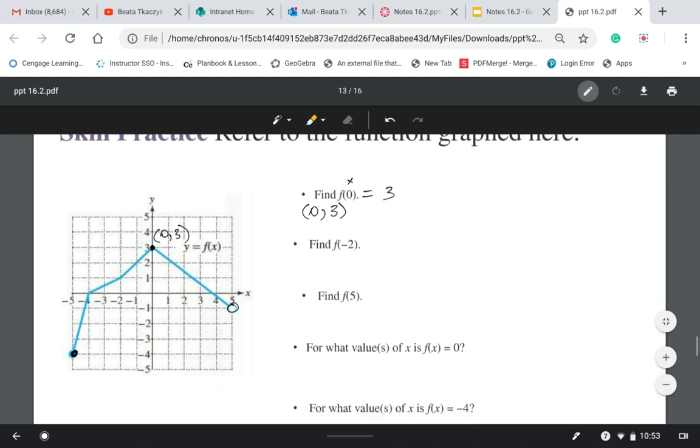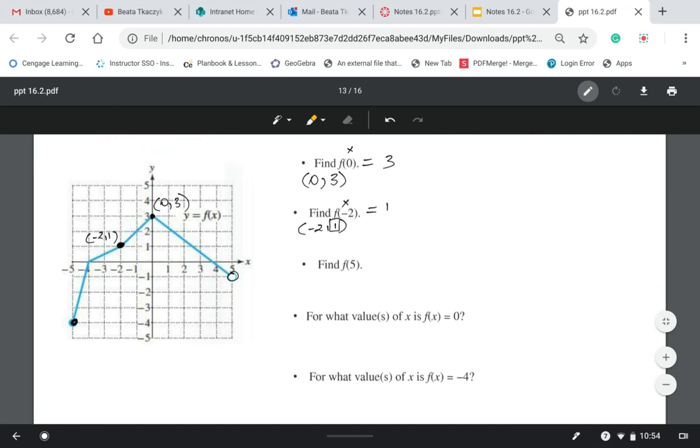Now find f of -2. That means find the y coordinate when x is equal to -2. So when x is equal to -2, I have a point here, (-2, 1), which means the answer will be 1. Okay, so don't forget that here we're looking for the y coordinates.